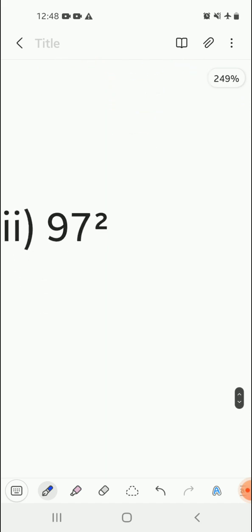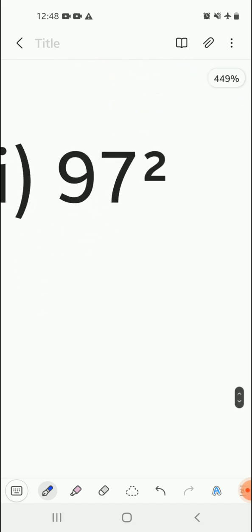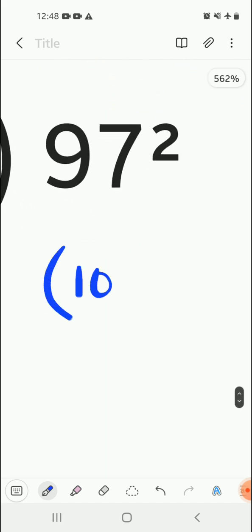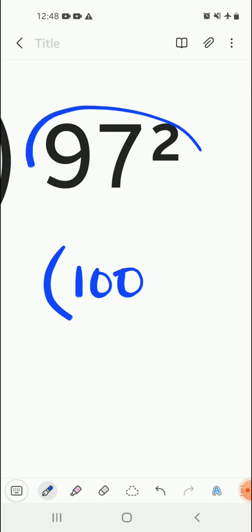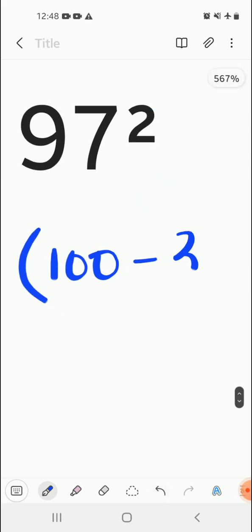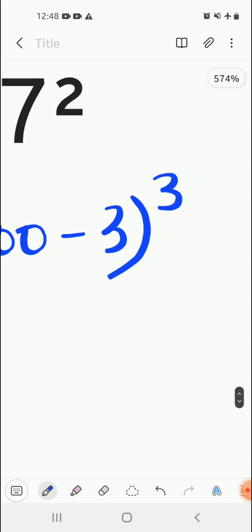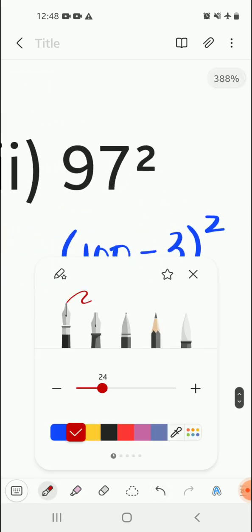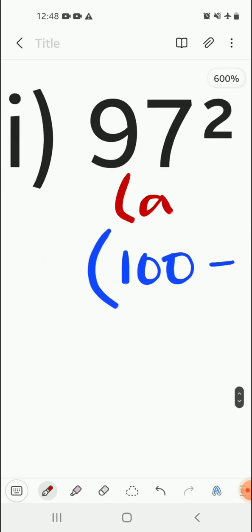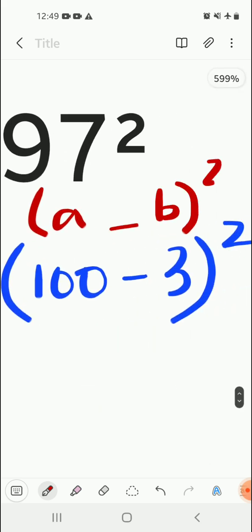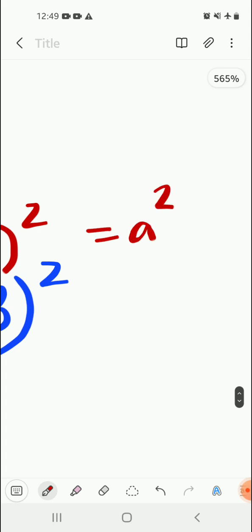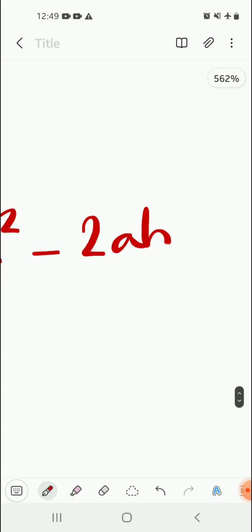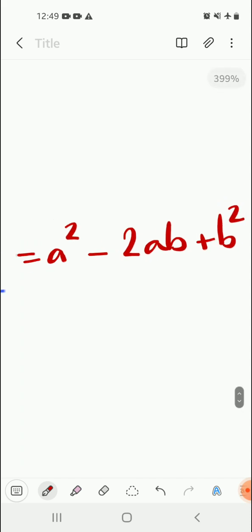Similarly, we'll move to this 97 whole square. This is close to 100. We'll try to bring things close to 100 in order to simplify the calculations. So 97, we're going to write it as 100 minus 3, which is (97) whole square. So the formula is (a minus b) whole square, which is a square minus 2ab plus b square.